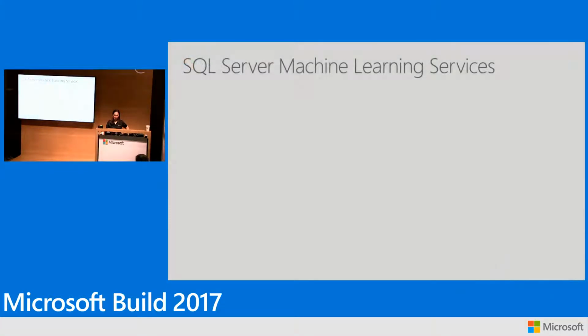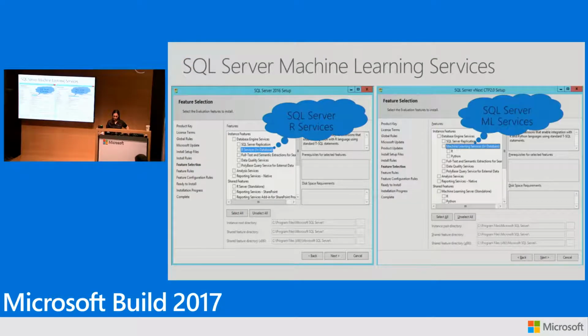Just to give you some background here, I have two different screenshots from the SQL Server setup. So if you want to use SQL Server machine learning services, or what we recently called R services, this is how you get it. In the SQL Server setup, in the feature selection, you pick this feature, and that's how you will be able to work with the in-database machine learning capabilities. So in SQL Server 2016, to the left, you have the setup where we call this R services, and we very recently changed the name of it.